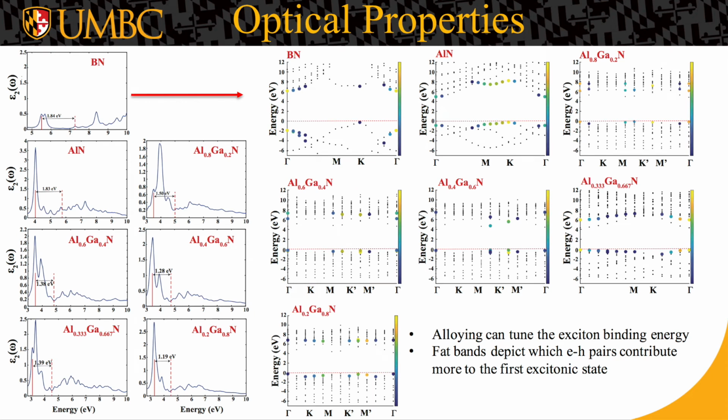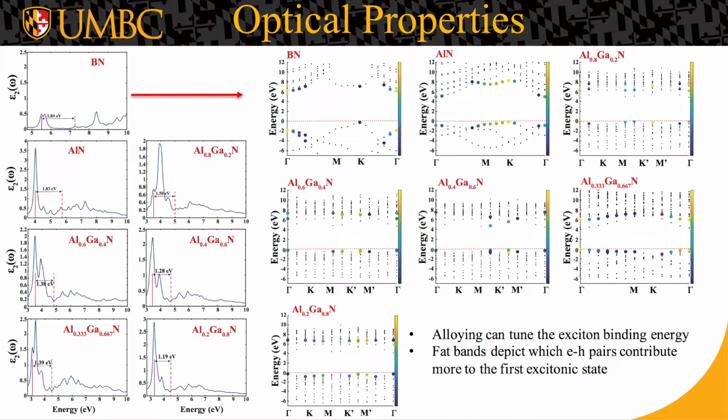On the left here, we see the BSE calculated dielectric function. The solid red line denotes the first excitonic peak, while the dotted red line indicates the quasi-particle gap. We observe that as we introduce gallium into aluminum nitride, the first excitonic peak is redshifted, and on average, the exciton binding energy decreases. On the right-hand side of the slide, we see the G0W0 band structure with the fat bands plotted on top of it.